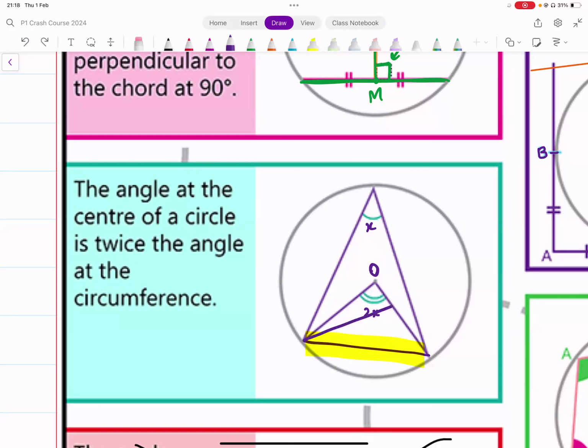Okay? If you had something like this, this would also be X, right? Because this is the angle at the circumference, and that's going to be the same as this. But the angle at the center is going to be 2 times that. Okay, this was another property that you did. Angle at the center is twice the angle at the circumference.